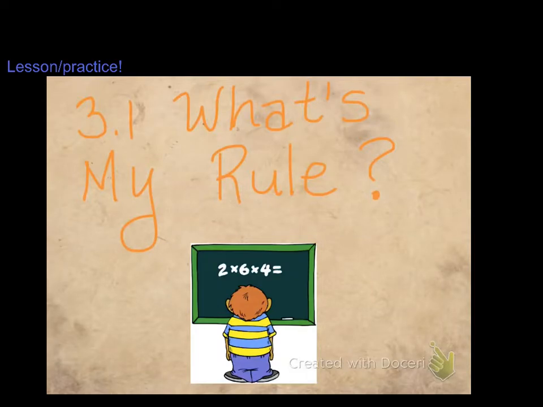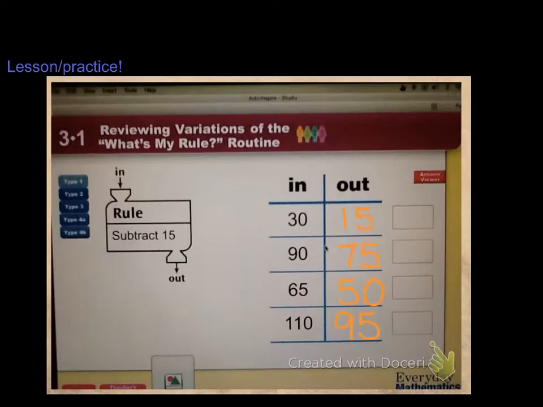Hello, today we're going to do lesson 3.1, What's My Rule? And we're going to do some problem solving. This is what's called an in and out box.